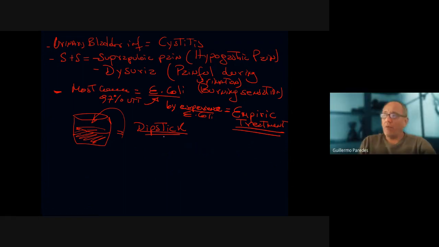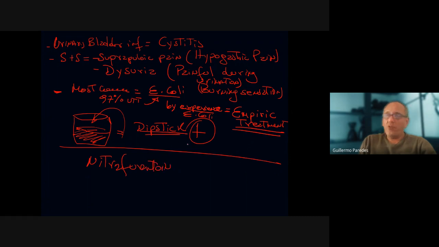They can also find white cells, presence of white cells or not. So the dipstick is positive. What are they going to do? They call you back and tell you, okay, take this nitrofurantoin, moderate severe. Take 50 milligrams 3 times a day for 7 days. That is basically the most common treatment, right? Nitrofurantoin. All right, and then you go home.